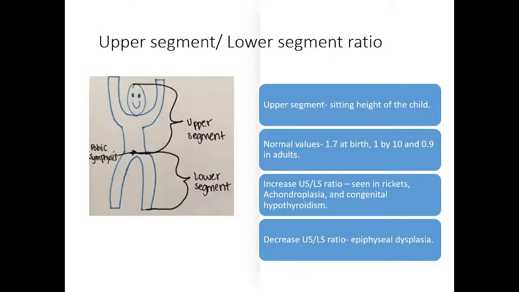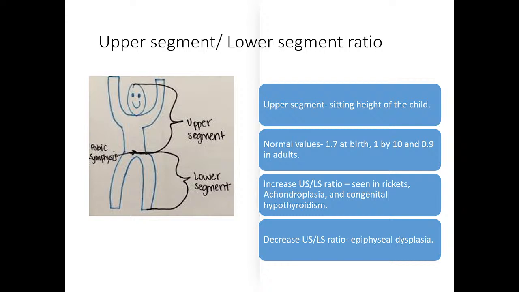Then there is the upper segment lower segment ratio. You've seen many times in the movies and other places, the children with hypochondroplasia or skeletal dysplasia. In those children it is usually required to check the upper segment lower segment ratio. Upper segment is actually the sitting height of the child. If you ask the child to sit and you take the height from the pubic symphysis to the head, then this is the sitting height of the child.